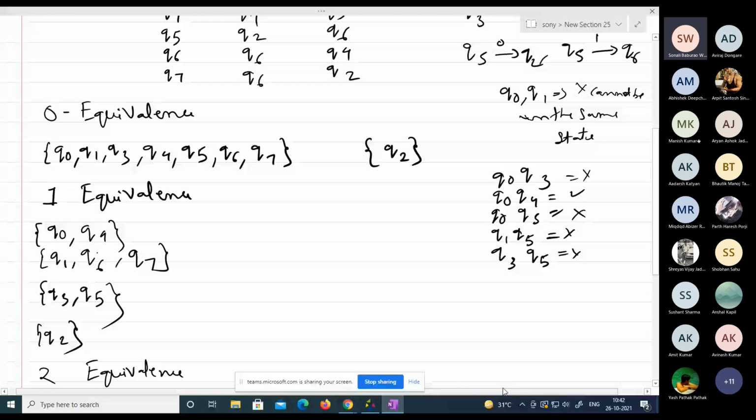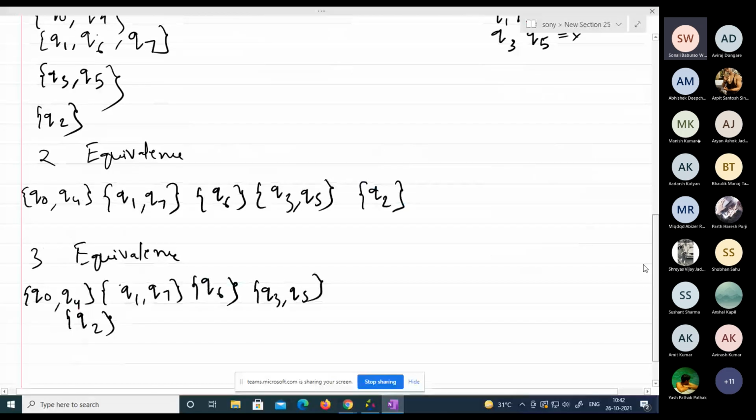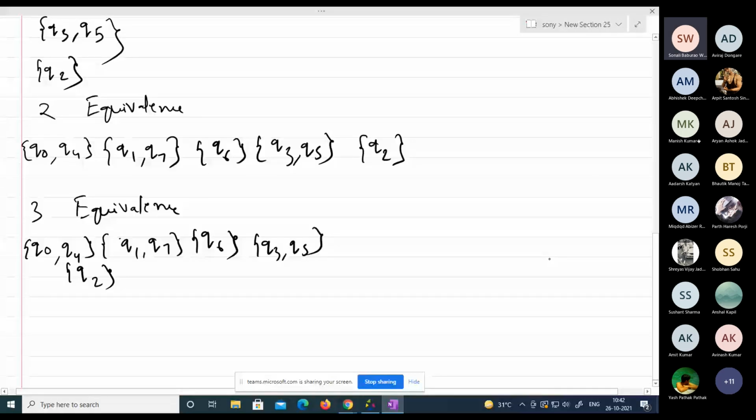So after getting one equivalence, you'll have to compute the value of two equivalents. And after three equivalents, you'll have these values. Now, what do you have to do after three equivalents? The next step is to draw the state transition table. Okay, state transition table over here. So now we will have a new state transition table with the given set of states like this. I'm just writing the states. Please take it down.